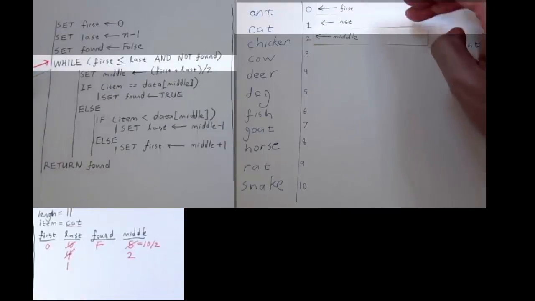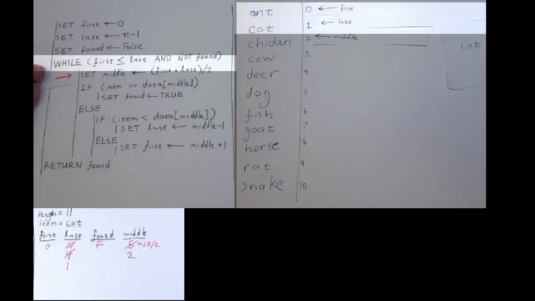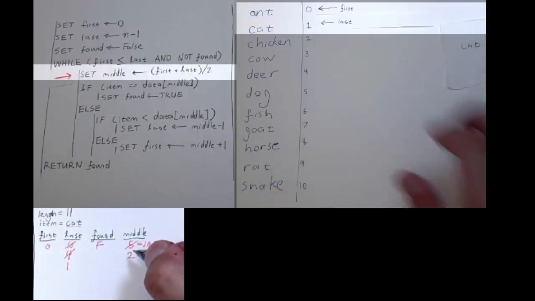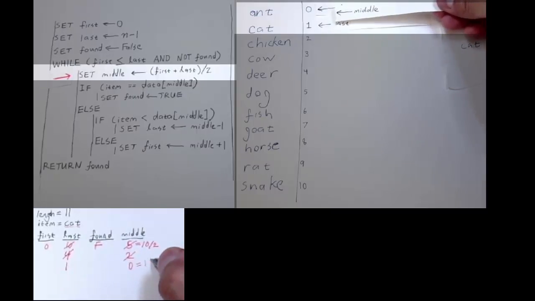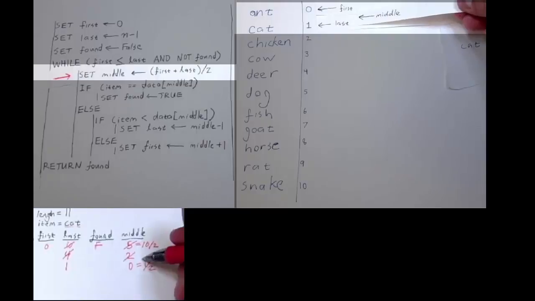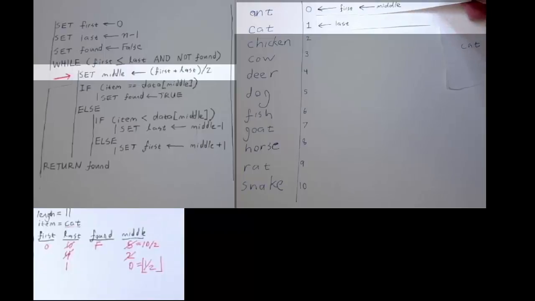Is first less than last? It is. And have we found it? No. So what we do is we take middle and we set it equal to first plus last divided by 2. So last is 1, so middle should be 1/2. But we don't have a good way to represent 1/2 on our computer. So what we always do is we kind of truncate down. So we take the floor. What is the largest number less than 1/2? And that's 0. Right? So if you have a number that's between 0 and 1, you do 0. Whenever you have a number between A and B, you choose the smaller. Okay? So middle is 0.